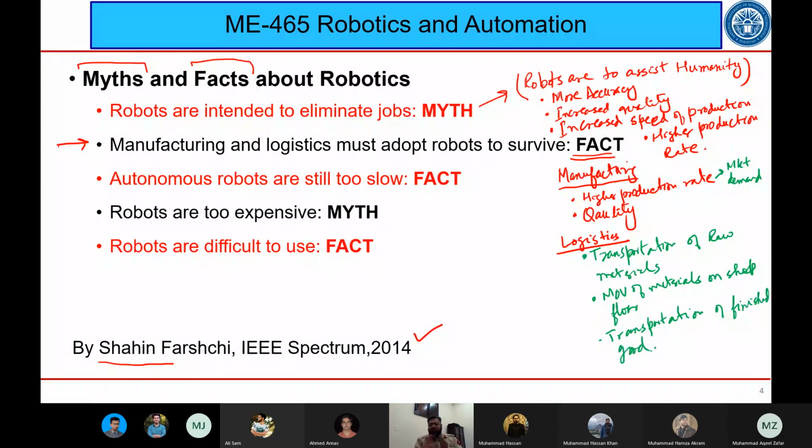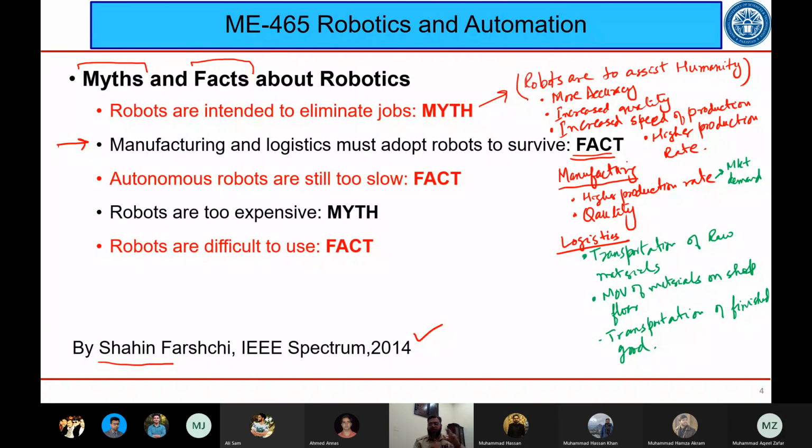ठीक है. ये मैंने आपको जस्ट एक आइडिया देने के लिए कि लॉजिस्टिक्स में क्या चीज आती है. So if you are not in time for transportation of raw materials to your shop floor, it means that your production rate is going to go down. So you won't be able to make up the orders which you have received.